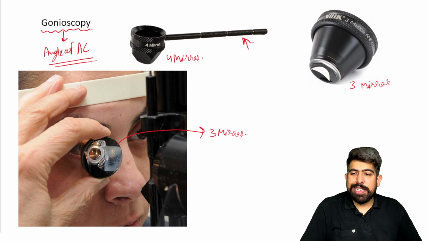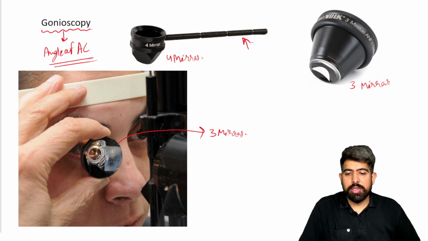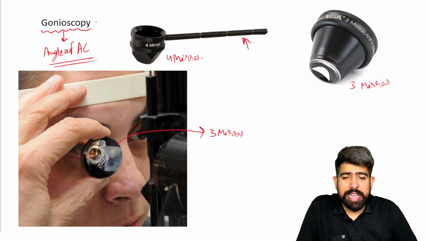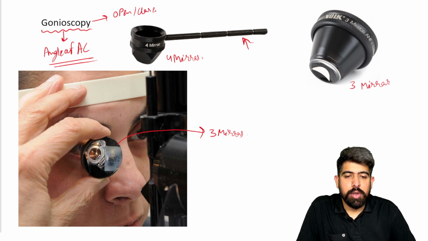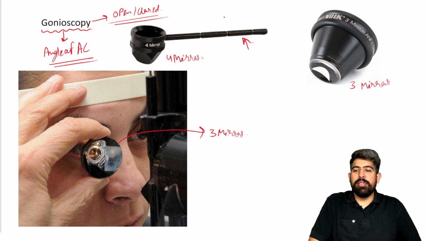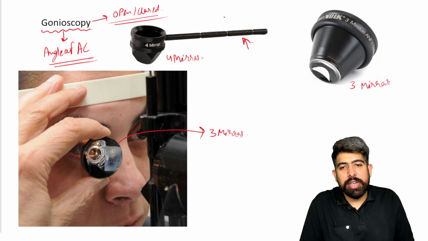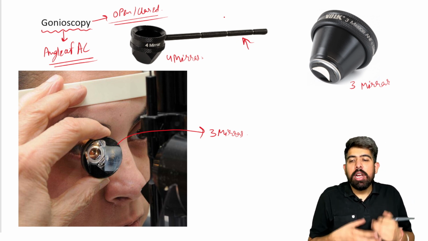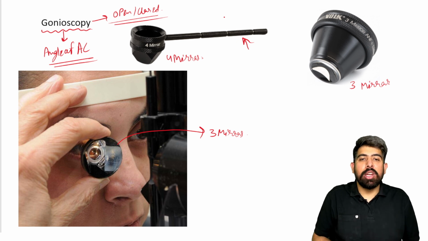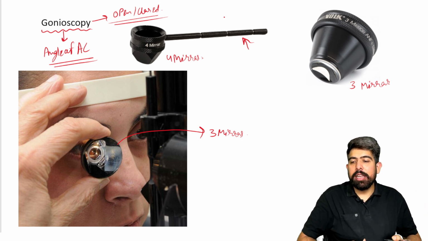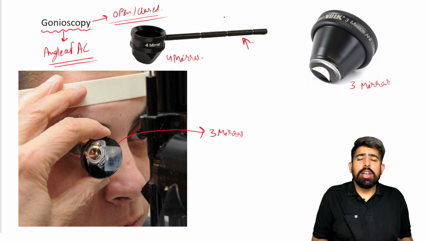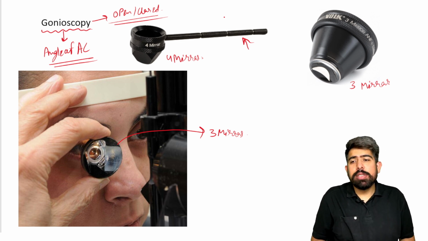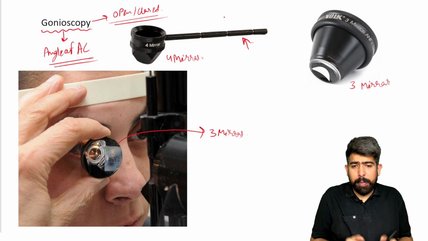This is used with the slit lamp microscope, and we are getting a view of the angle of the anterior chamber. Through gonioscopy only, we can say whether the angle of the anterior chamber is open or closed. Depending on gonioscopy only, we can do the diagnosis. If the angle is open and the intraocular pressure is rising, it will be open angle glaucoma. If the angle is getting closed and the intraocular pressure is increasing and disturbing the visual field, it will be closed angle glaucoma.